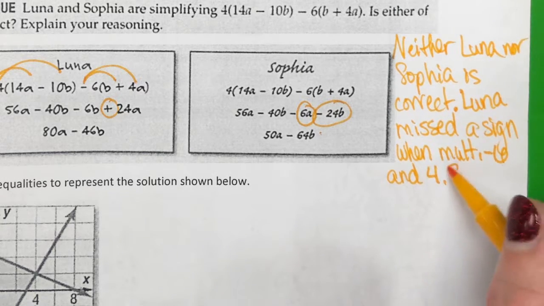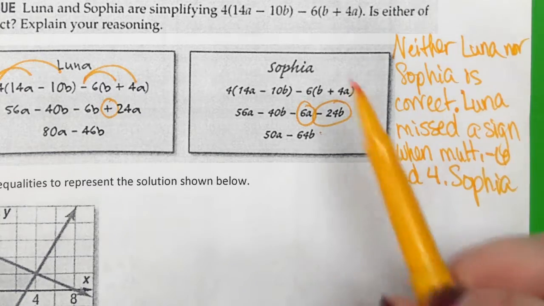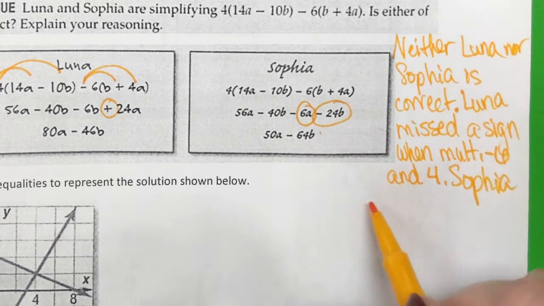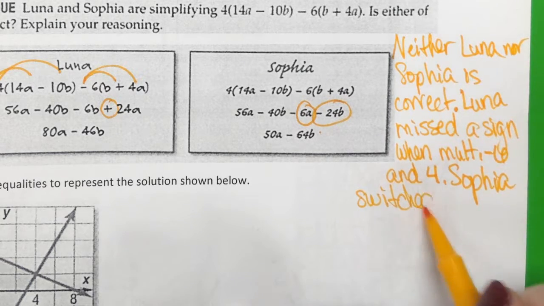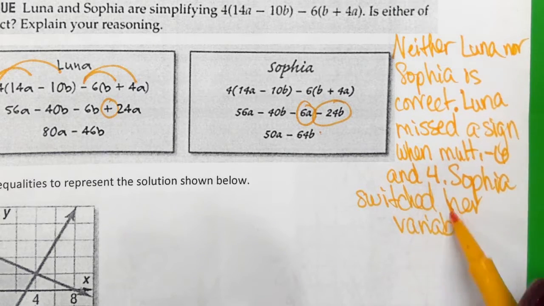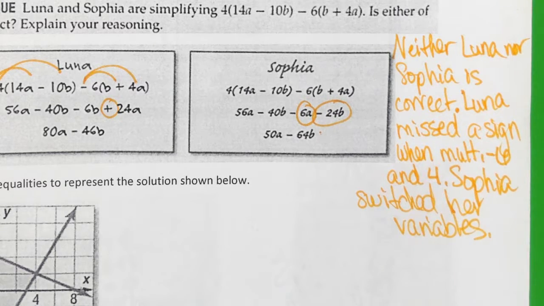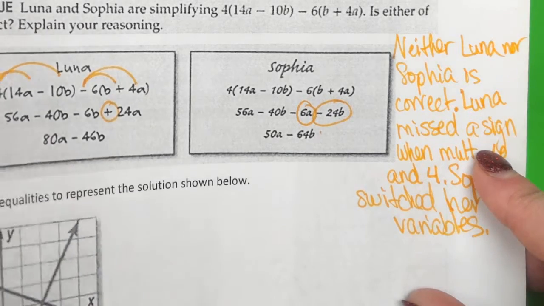What'd Sophia do? What'd she do to her variables? She switched them. So Sophia switched her variables. There we go. All right, so here we go. We're going to do page 4 in our notes. We started it yesterday, and we're going to finish it up today.